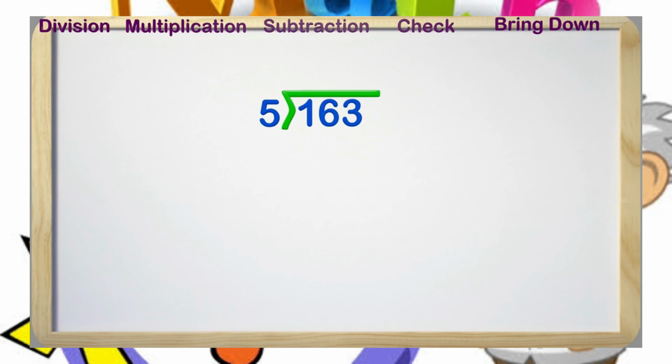The first step is to ask if our divisor of 5 goes into the first digit, which is 1. The answer is no, so we put a 0 up top or leave it blank and pull in the next digit. Does 5 go into 16, and if so, how many times? The answer is 3 times. Now we multiply. 5 times 3 gives us 15. Now we subtract 16 minus 15, which gives us 1.